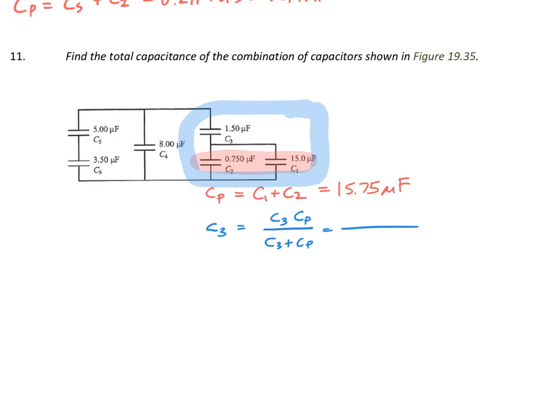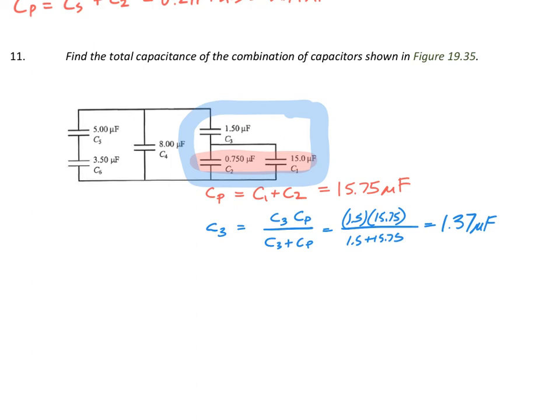So here we'll have to write 1.5 times 15.75, and that's going to be over their sum. You crunch all of that, and you get 1.37 microfarads. So interesting, in parallel, they get bigger. In series, they get smaller. The total capacitance. All right.